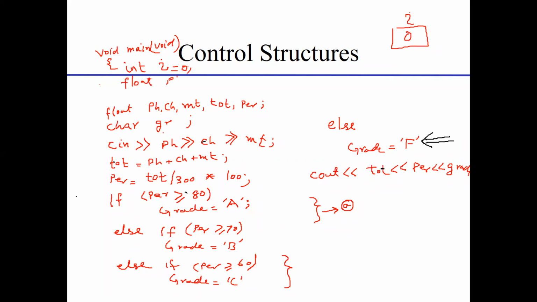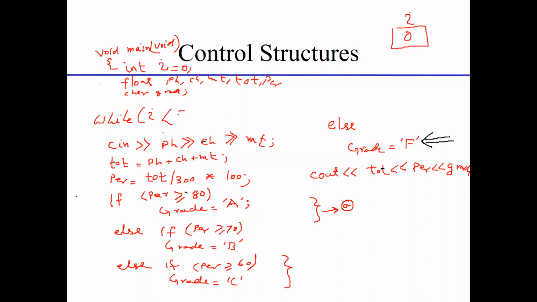Float physics, chemistry, math, total, percentage, and char grade. So these lines I place outside the loop. Because if I put these statements inside the loop, this will cause an error. Now while i less than 5, and a bracket starts here, and this is the end coming to the remaining here.